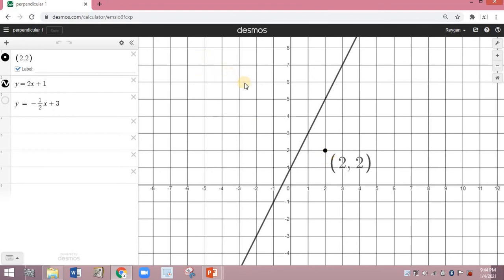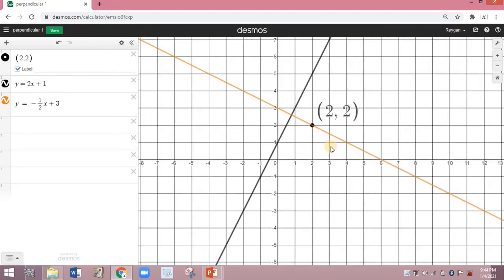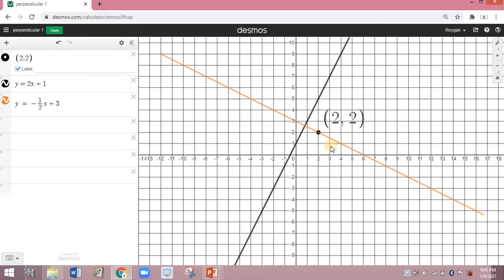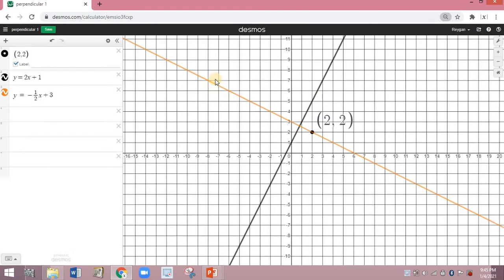So most probably, pag ganito yung line natin dapat. And yung nakuha natin sagot is y is equals to negative 1/2 x plus 3. Click natin kung saan siya dadaan. And there you go. Ito yung line na y is equals to negative 1 half x plus 3. Kung mapapansin, zoom out natin, yung dalawang line ay eksakto, parang pa-cross, and naka-form sila ng 90 degrees. And therefore, our answer is correct.